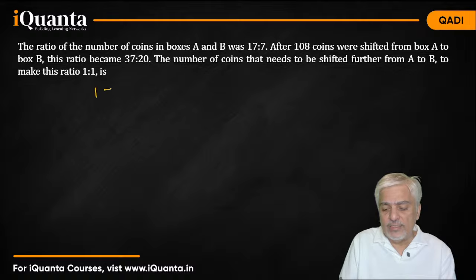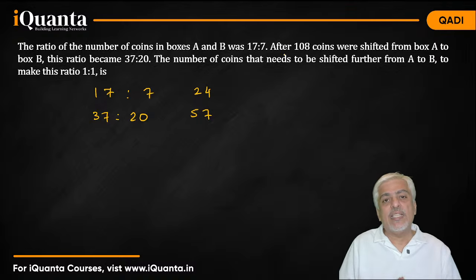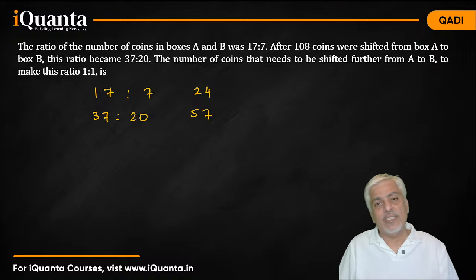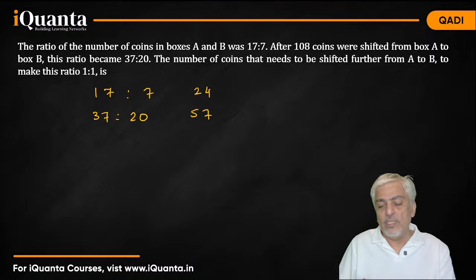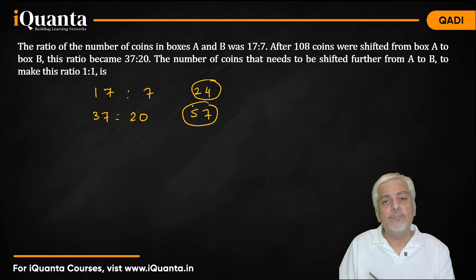Initial ratio was 17:7. That means total parts are 24 parts. After that, the ratio becomes 37:20. Total parts become 57. Now pay attention carefully, everybody. We are only shifting coins. We took 108 coins out from here and put them in the other box. What does that mean? Total has to remain the same. So these both numbers have to be the same.